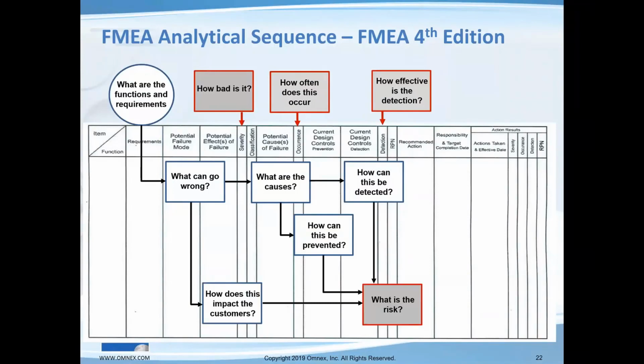Of course, folks, nobody just went by RPN. All our sophisticated customers did SOD. They looked at various, and we showed people how you could make funny decisions if you just went by one way of looking at things. All right, and then based on the risk, what did you do? Recommended actions. How can this be improved? Okay, all right. So that is the analytical sequence of the FMEA 4th edition.